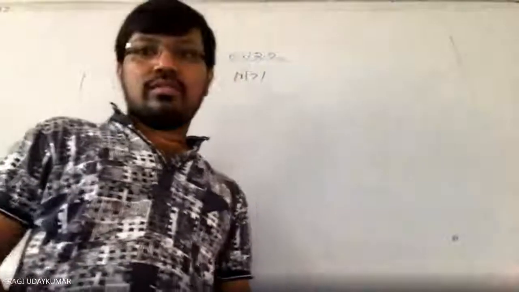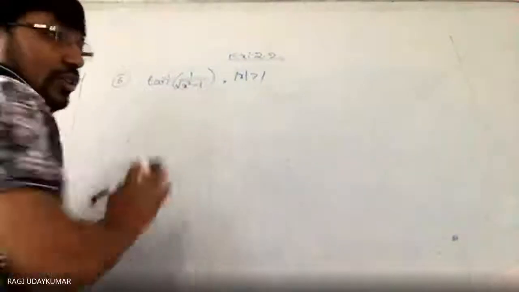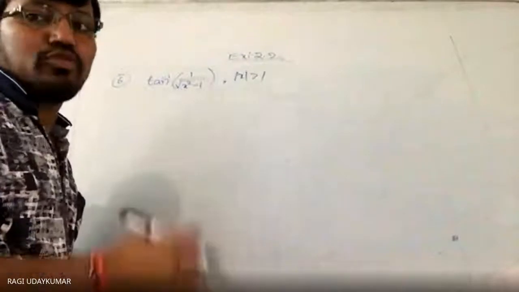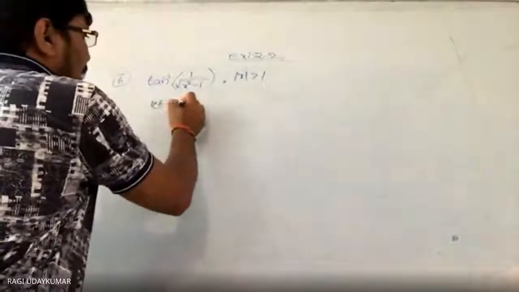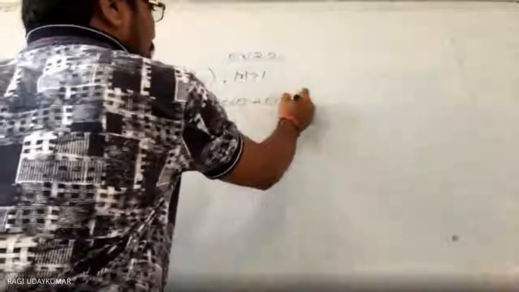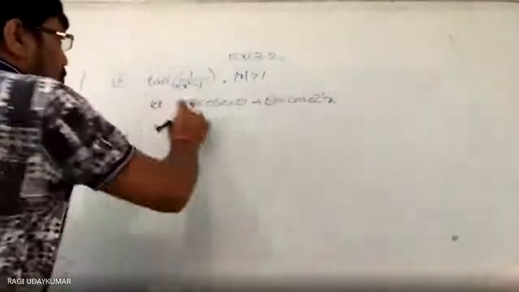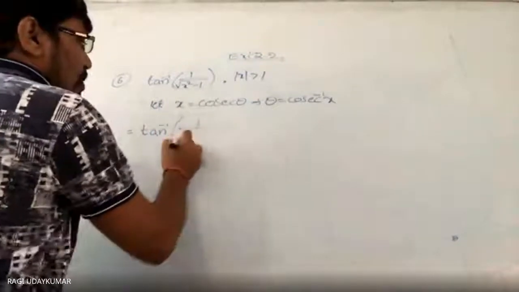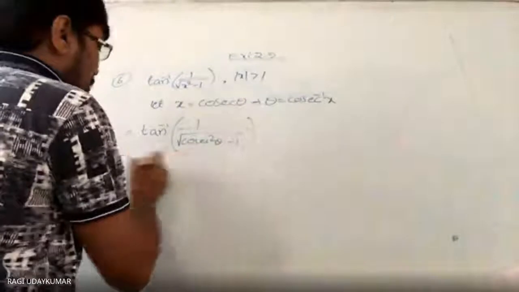So if you are taking here, you can better substitute cosec theta. If you substitute secant theta also, you will get it. So let x is equal to cosec theta. This implies theta is equal to cosec inverse of x. So if you substitute, this function will be transformed into 1 by under root of cosec square theta.